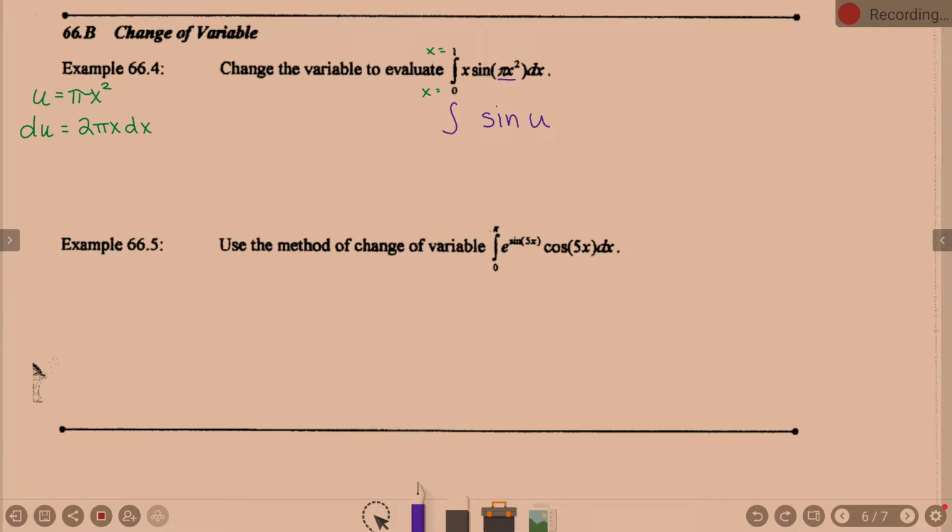Sine of u, which is sine of pi x squared then, right? What do we have to account for? x dx. So if we go over here to our side, x dx. What is x dx? Divide that 2 pi over. And x dx is indeed du over 2 pi. So this is going to be sine u times du over 2 pi.